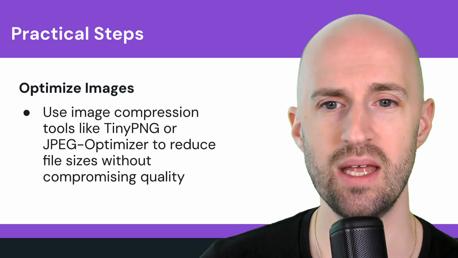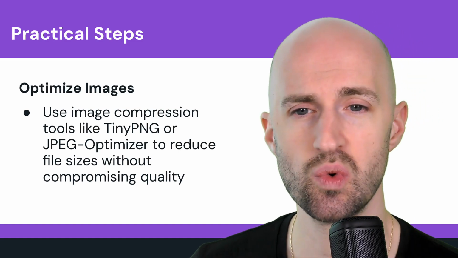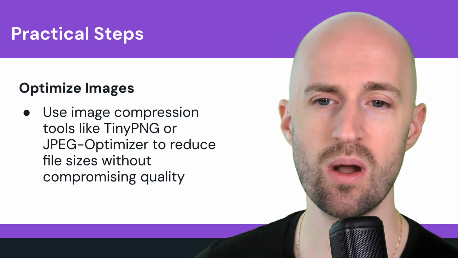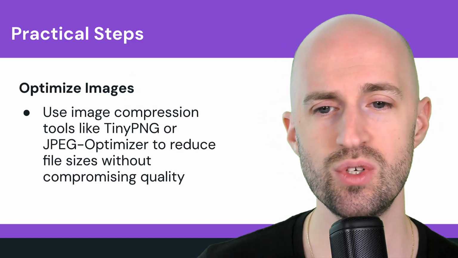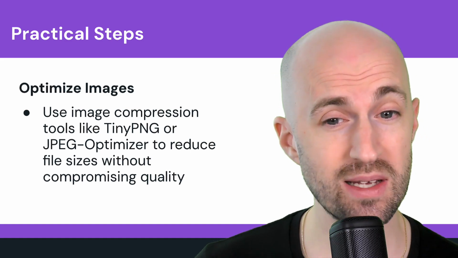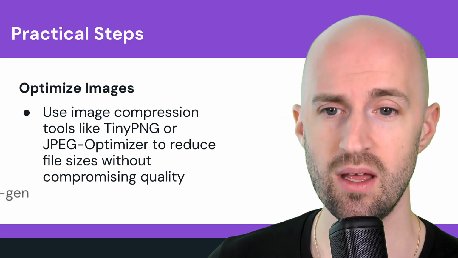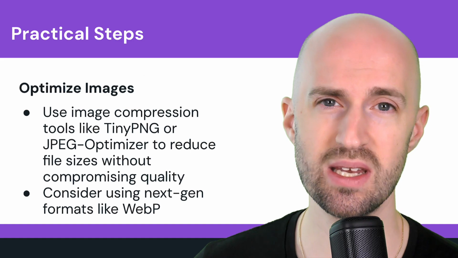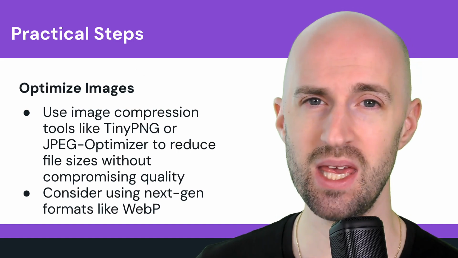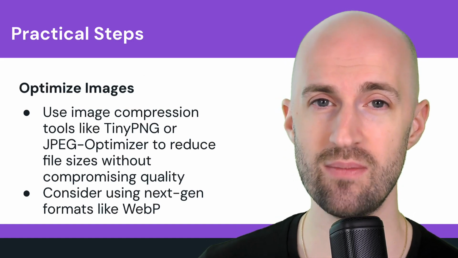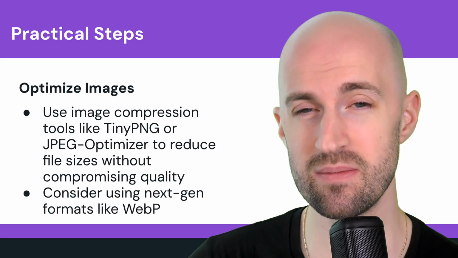So let's talk about some practical steps for site speed. Firstly, and most importantly, images tend to be the biggest culprit here, and it's important to use image compression tools like TinyPNG or JPEG Optimizer to reduce file sizes without compromising too much quality. And consider also using next-gen formats like WebP, which preserve the quality quite high, but the file size is significantly smaller.